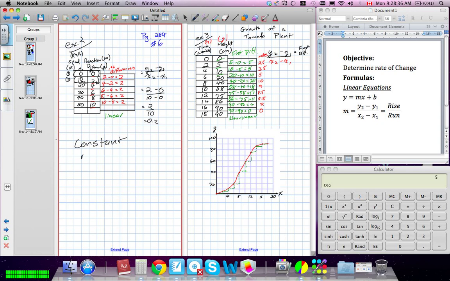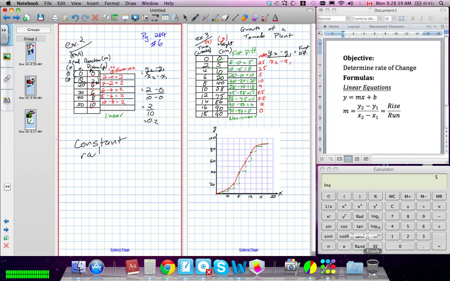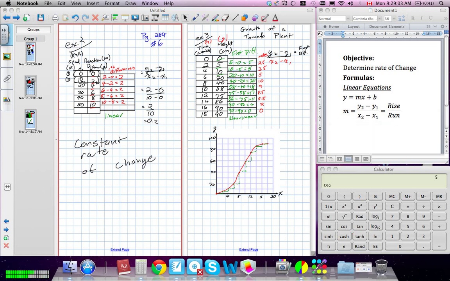And in our second example, we had a changing rate of change.